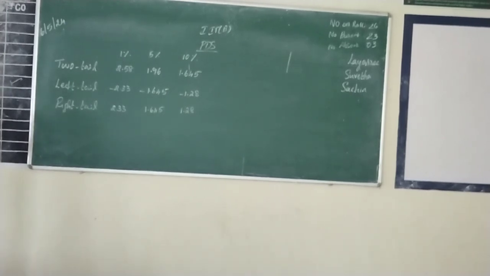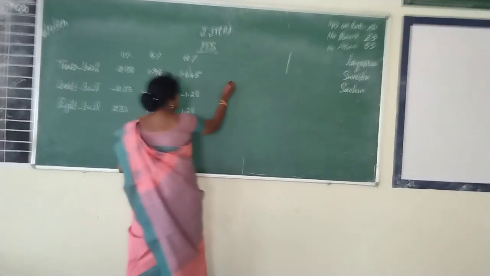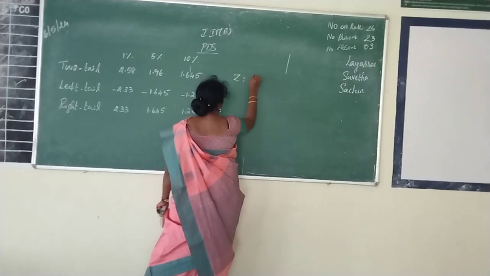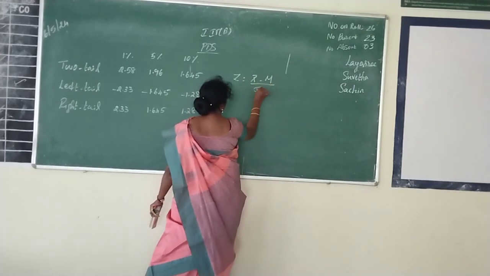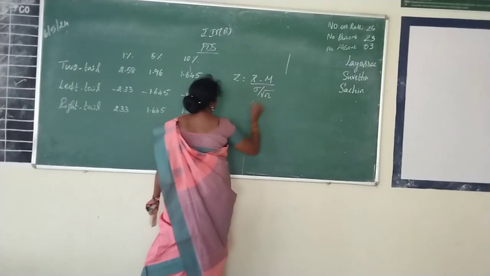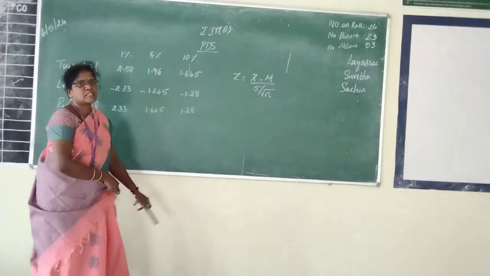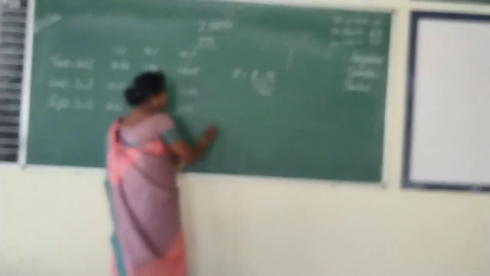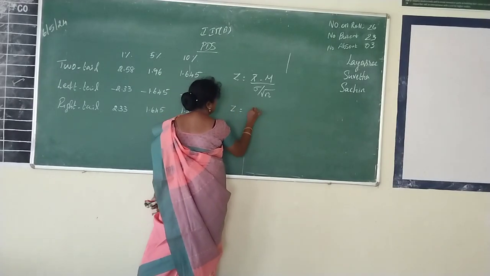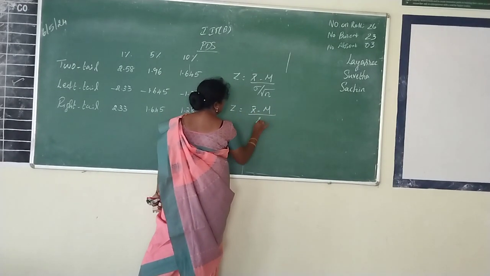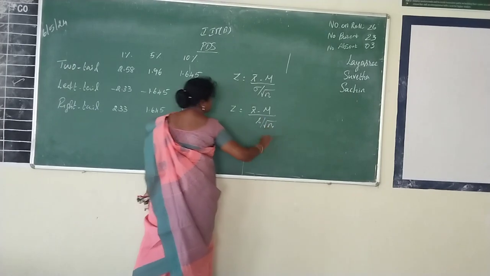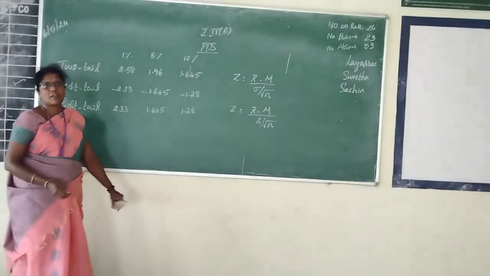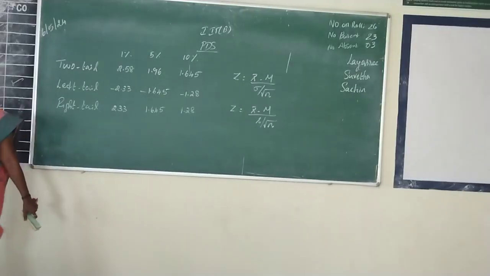So the test statistic is Z equal to x bar minus mu divided by sigma by root n. X bar minus mu divided by sigma by root n. Or you can write the formula as Z equal to x bar minus mu divided by s by root n. Small s by root n. This is the formula for single mean.